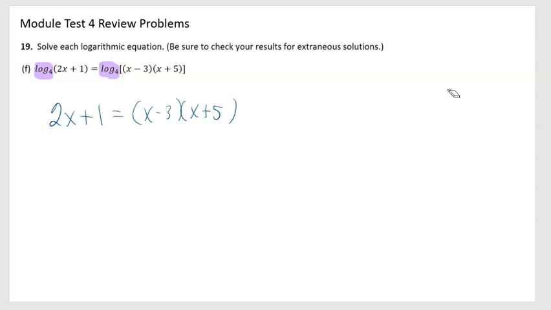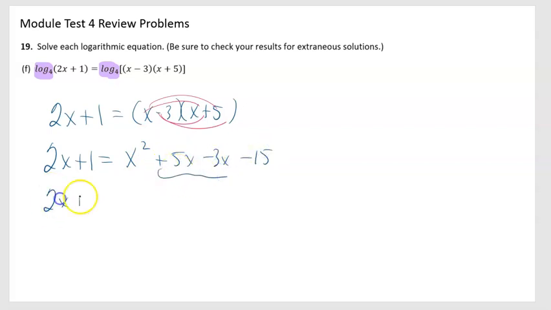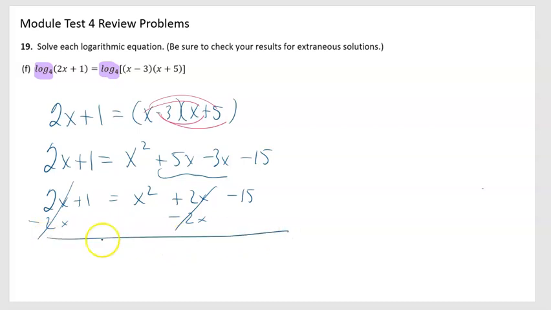Now, this is a quadratic equation. We worked on these quite a few sections ago, but I need to FOIL this out and then get it equal to 0. Okay, so I've got 2x plus 1 equals x squared plus 5x minus 3x minus 15. Add like terms. So now I have 2x plus 1 equals x squared plus 2x minus 15. Got to get it equal to 0. Look, if I subtract 2x on both sides, the 2x's are gone on both sides. And here we go. We've got 1 is equal to x squared minus 15.